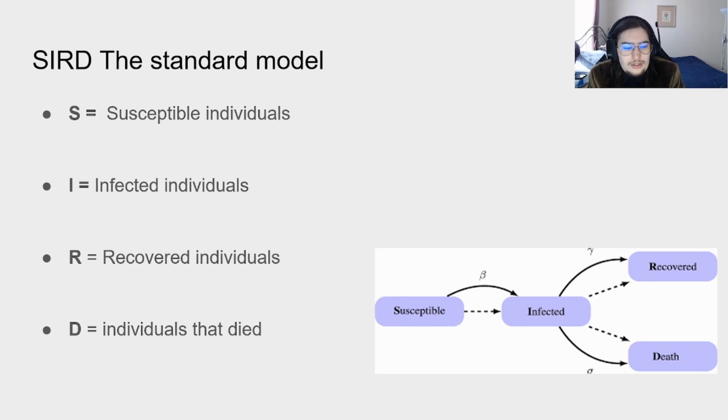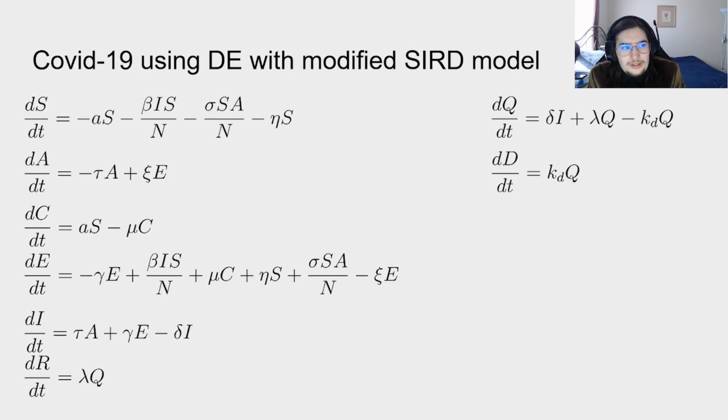You know, the function of death at time T. So, this model is very useful for diseases that cause many deaths, like COVID-19, the Spanish flu, and the Black Plague, for example. All right, so let's move on to COVID-19.